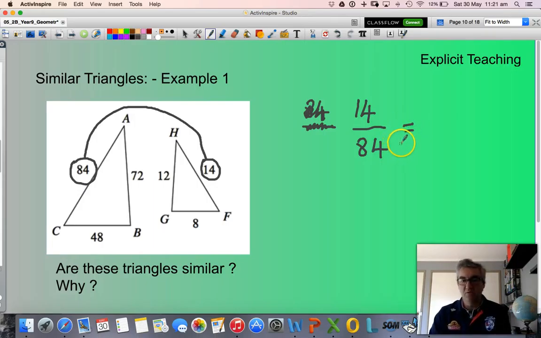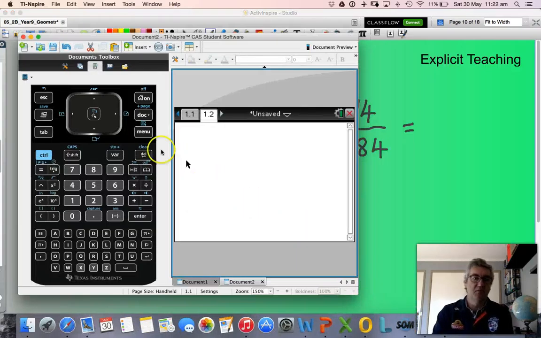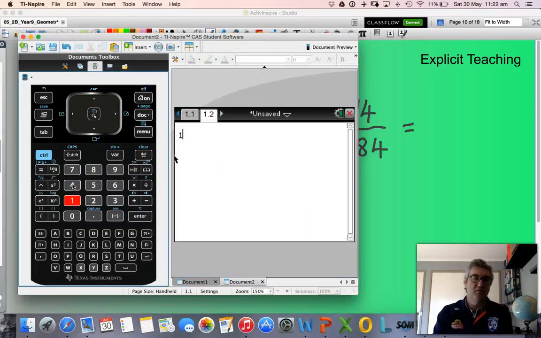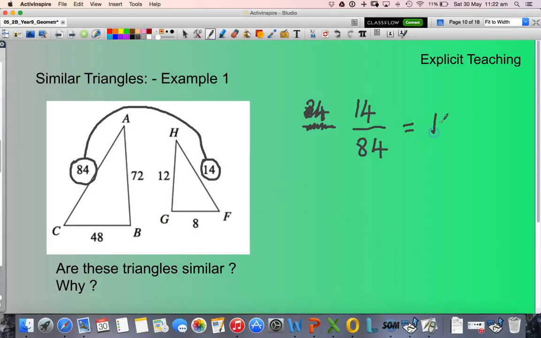So I'll have a quick look at my calculator. 14 divided by 84 equals 0.166. Alright. Now let's look at the shortest side.